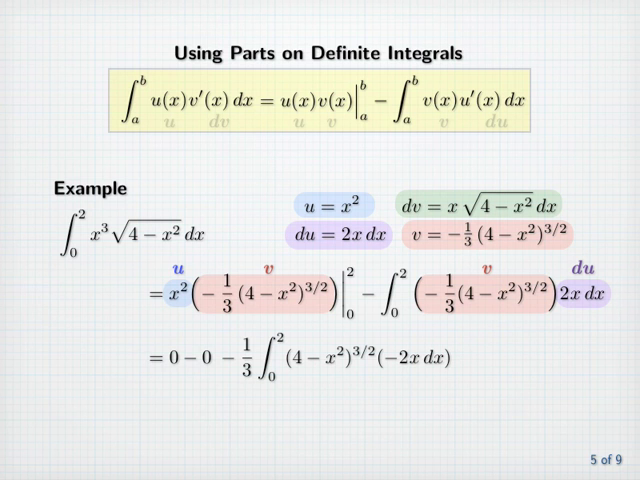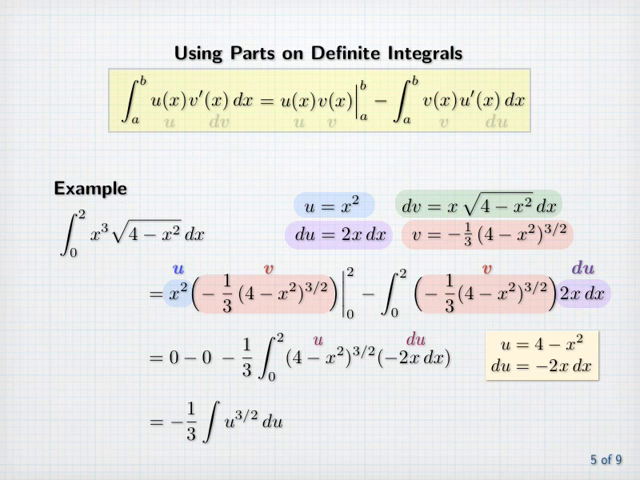Now let's write the second term as minus 1/3 of the integral from 0 to 2 of (4 minus x squared) to the 3/2 times minus 2x dx. We're keeping the minus 2x dx together because minus 2x is the derivative of 4 minus x squared. So now we'll do a substitution here. We'll let u equal 4 minus x squared, which makes du equal minus 2x dx, and we'll transform our limits of integration as well. When x is equal to 0, u is equal to 4, and when x is equal to 2, u is equal to 0.